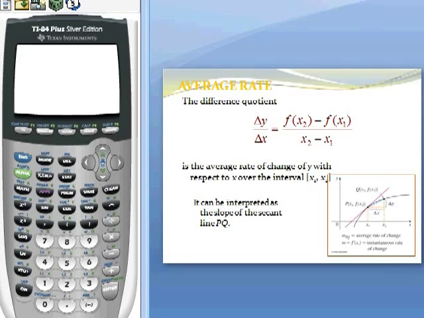Average rate of anything is the change of the y value over the change of the x value. If we take an x1 and x2, it's going to be f of x2 minus f of x1 over x2 minus x1, which is pretty much the slope of the secant line over there.